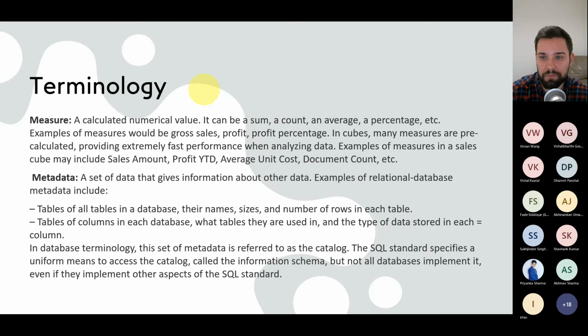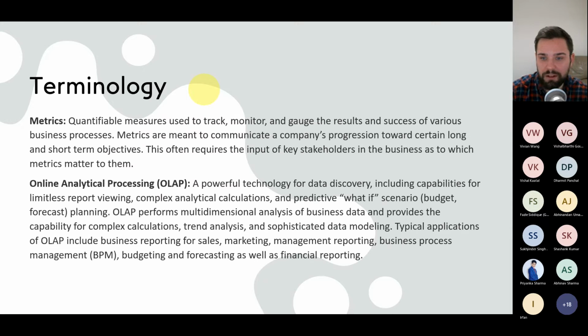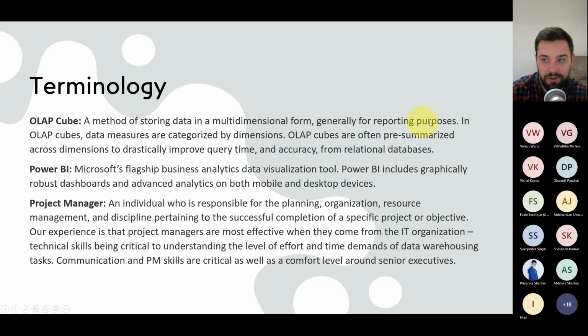It's good to learn. There's a couple more in here. Here's OLAP, if you want to read through that, which is in relation to the cube. You can come back to that. Here's OLAP cube, which is specifically what I was talking about. Generally for reporting purposes, data measures are categorized by dimensions. In the cube, it's often pre-summarized data across dimensions to drastically improve query time. So typically you have aggregate data that you've put together.